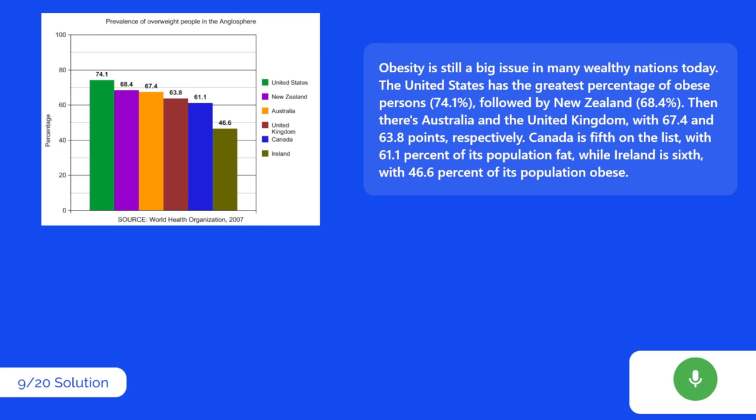Canada is fifth on the list, with 61.1% of its population obese, while Ireland is sixth, with 46.6% of its population obese.